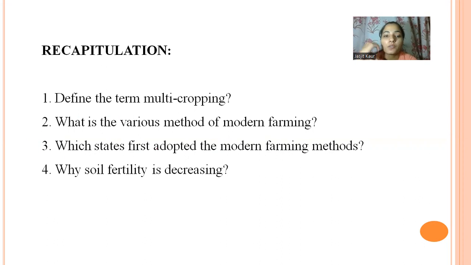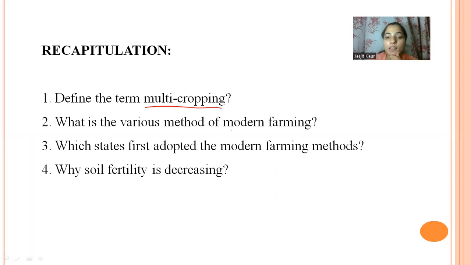Okay, so now you have to define the term multi-cropping in your own words. How would you define the multi-cropping pattern or method? Yes, very good students. Multi-cropping means when we are growing two crops or more than two crops on one particular piece of land in one particular year.